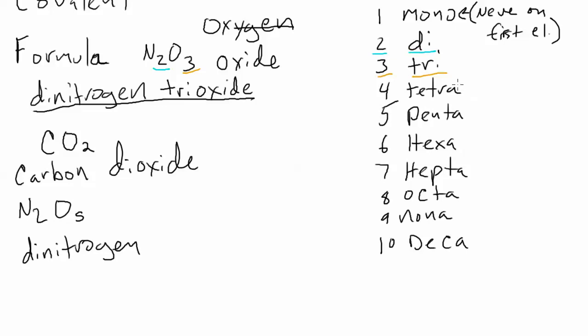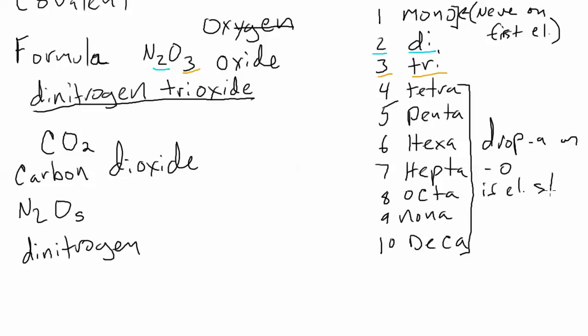Whenever you have a prefix that ends in A or O, you always drop the A or O off the prefix when the element starts with a vowel. Vowels, of course, being A, E, I, O, U. So oxide starts with a vowel, O, and we have a prefix, 5, penta, that ends with A. So we have to drop that A. So it's not pentaoxide, it's pentoxide.